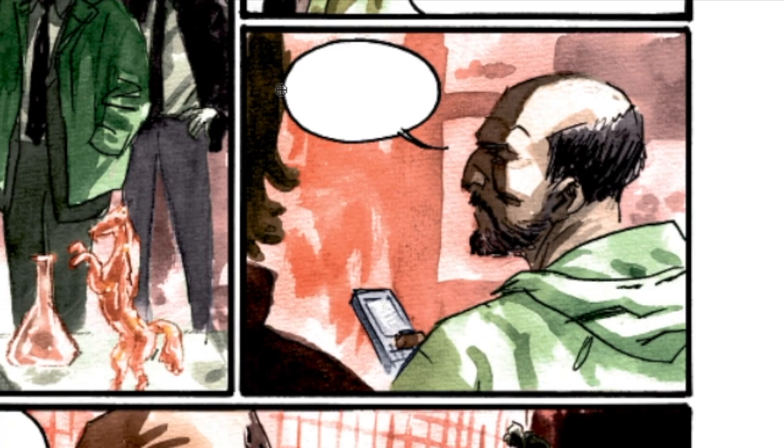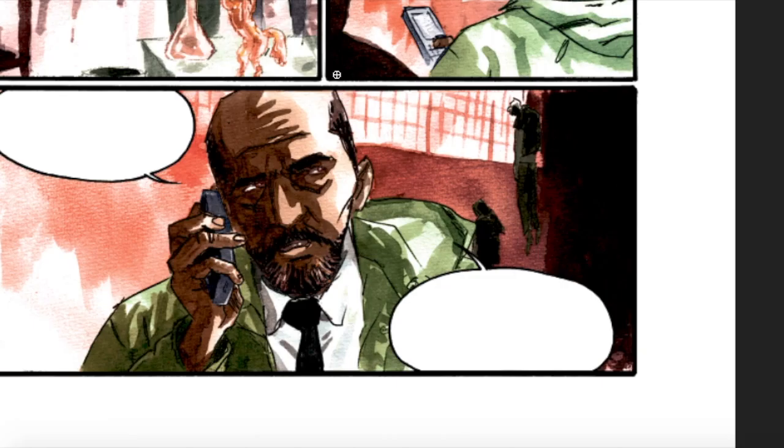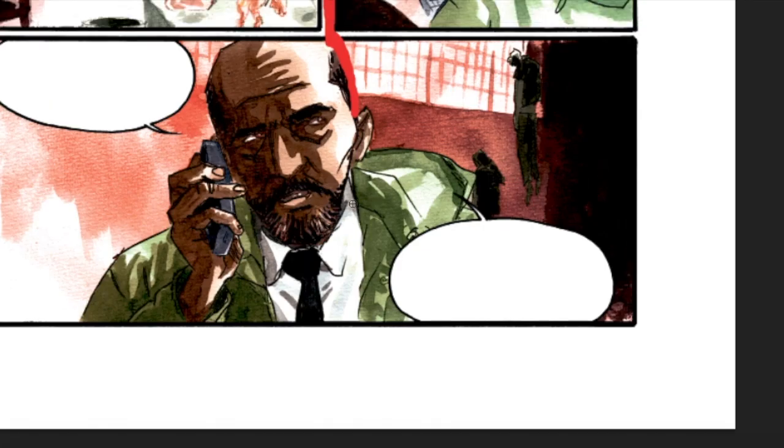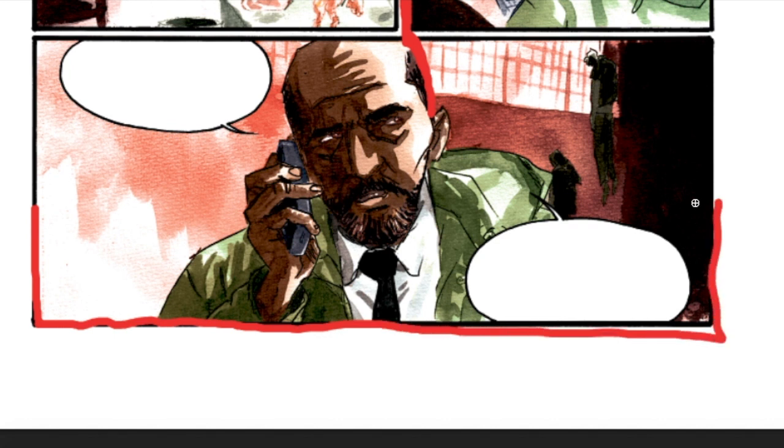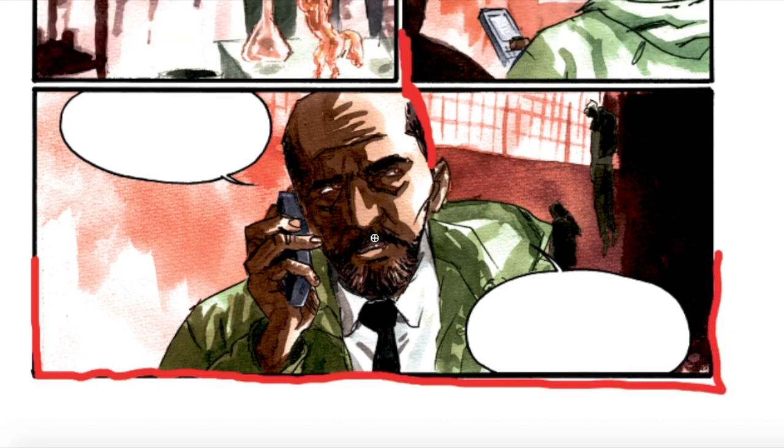So here's one. The word balloon is right up against this guy's head. This you could consider a tangent line here, straight up. That's one of the reasons why I use these very fat borders on my panels, because it helps avoid these tangents. Here's another one, by the way. They're everywhere. Damn.